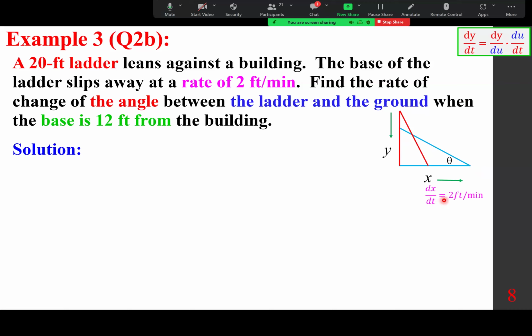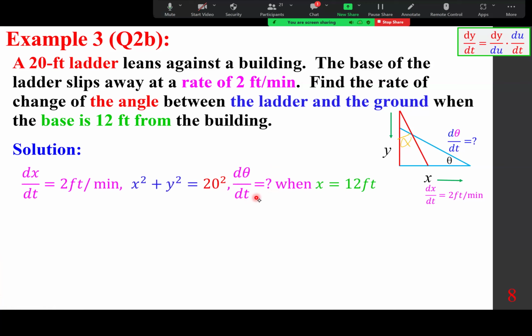As it moves this way, it creates speed for x: dx dt equals 2 feet per minute. As it moves this way, theta changes. So what is d theta dt? If you call this alpha, alpha is also changing, everybody, but that's not what we want. We want d theta dt. So again, the information from the previous page is not going anywhere. We have all the information from the previous page. The only difference is now we want d theta dt. That is the difference between the previous page and this one.